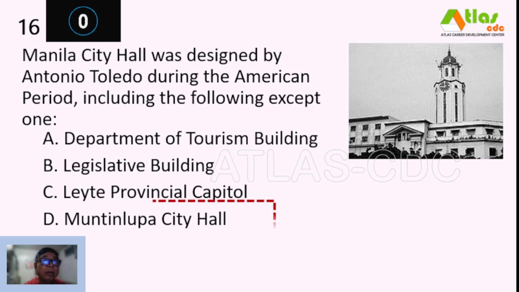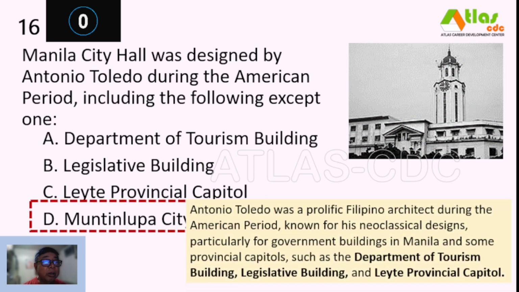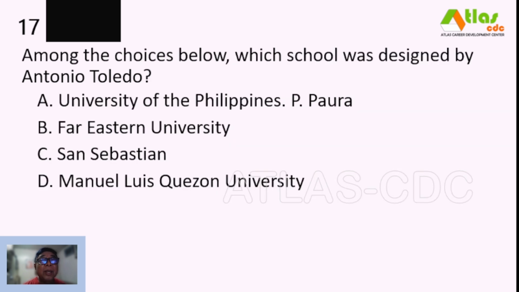And our correct answer is letter D, Muntinlupa City Hall. So Antonio Toledo was a prolific Filipino architect during the American period, known for his neoclassical designs, particularly for government buildings in Manila and some provincial capitals such as the Department of Tourism Building, Legislative Building, and the Leyte Provincial Capitol. Number 17. Among the choices below, which school was designed by Antonio Toledo?